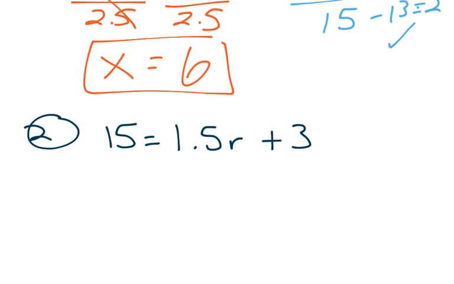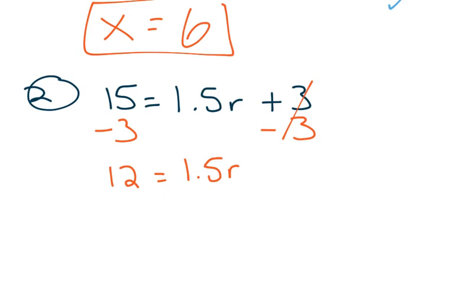Think about the order of operations. Adding and subtracting is at the end, so that's the first thing we need to undo. So we're going to do that by subtracting 3. 15 minus 3 is 12. 1.5r, and the 3's go away. So I'm left with 12 equals 1.5r.